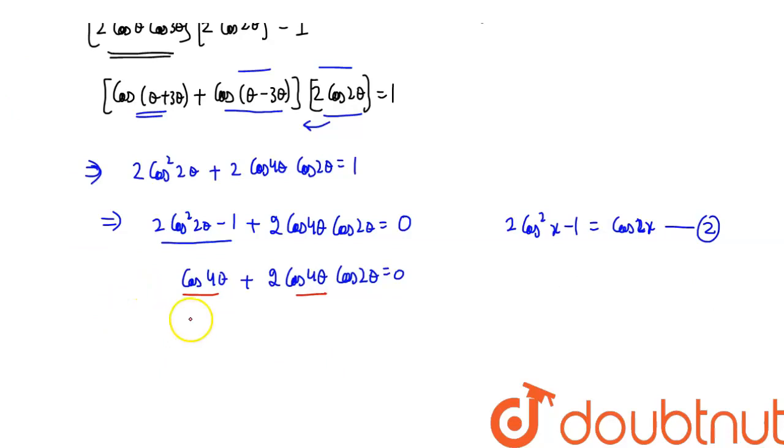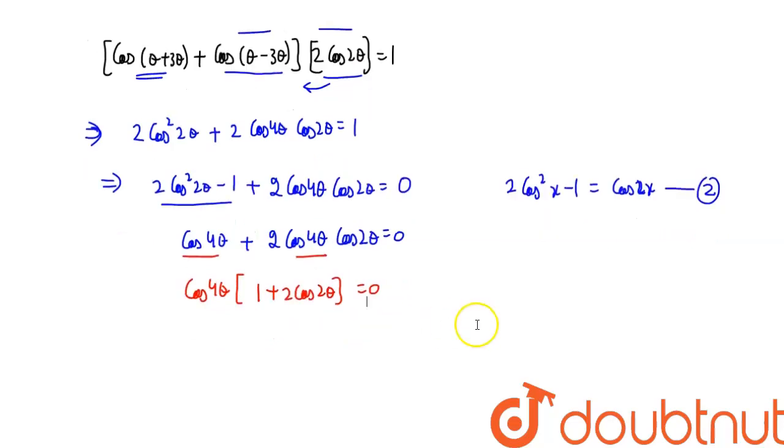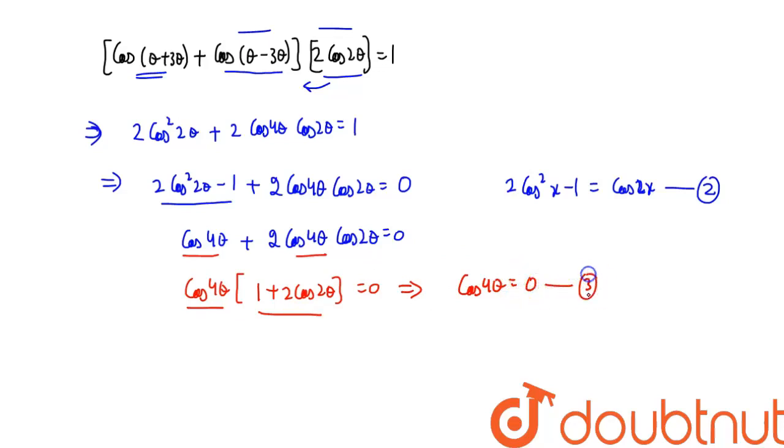So if we take cos 4 theta common, then we get cos 4 theta times (1 plus 2 cos 2 theta), and that equals 0. Here we are getting the multiplication of these two factors equal to 0. So from this we can conclude that the first result is cos 4 theta equals 0, that is, the first factor equals 0. So this is the first result which we have got.